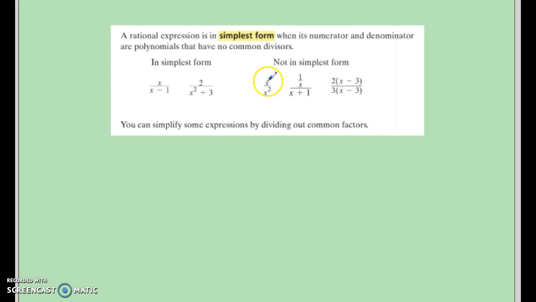These examples are not in simplest form. Here you'll see I have an x in the numerator and x squared in the denominator, and those I know I can simplify. This one also can be simplified because I've got a 2 and a 3 out front, and these two terms, this x minus 3 and the x minus 3, are the same, so I can simplify those out. So these are not in simplest form.